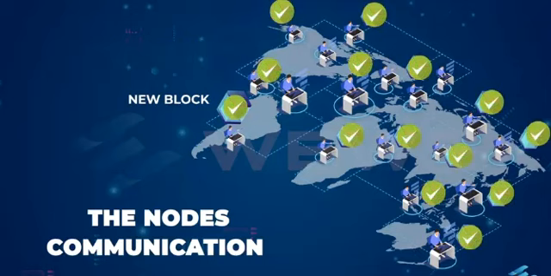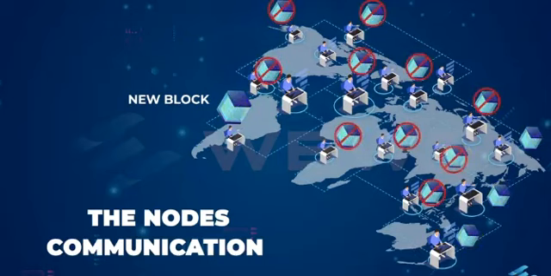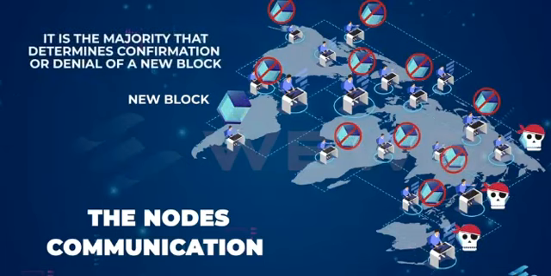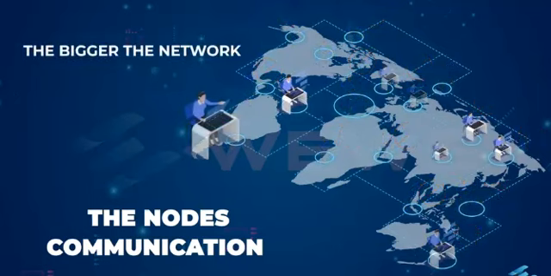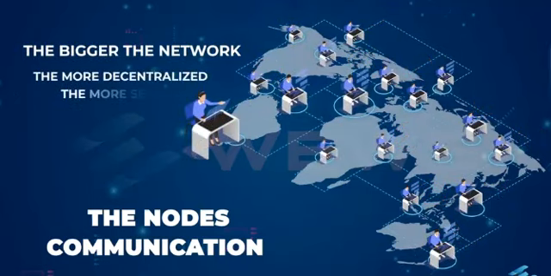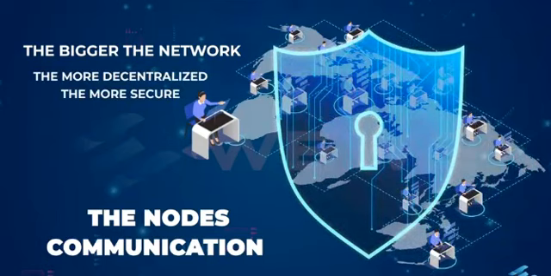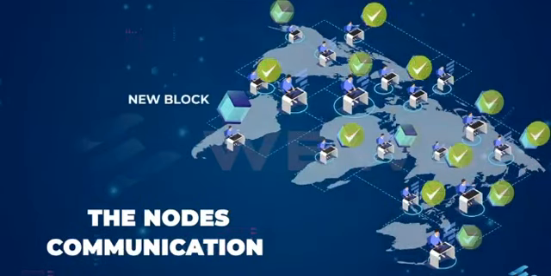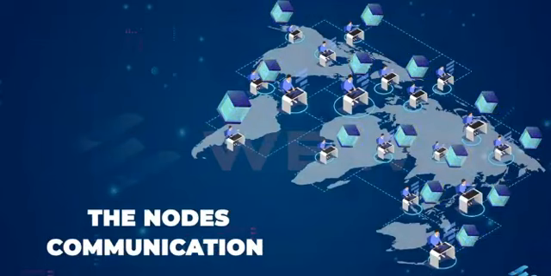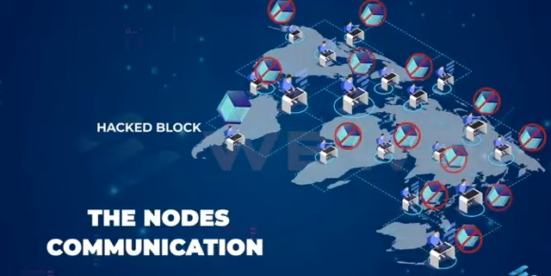If during a block verification, 10 nodes try to enter the wrong information in a 100-node network, confirmation is denied by the other 90 nodes, considering the information to be not true. It is the majority that determines confirmation or denial of a new block. The bigger is the node network, the more decentralized and secure is the network. If everything is correct, every node adds this block to its blockchain. Any hacked block is rejected by the other nodes in the network.